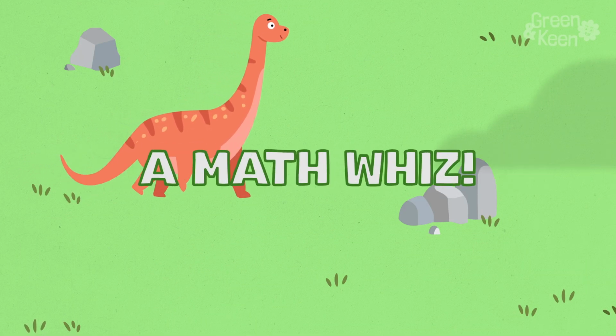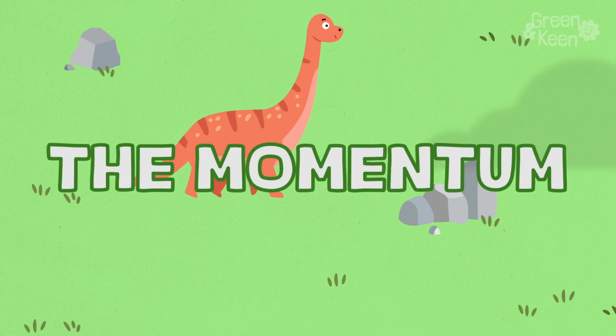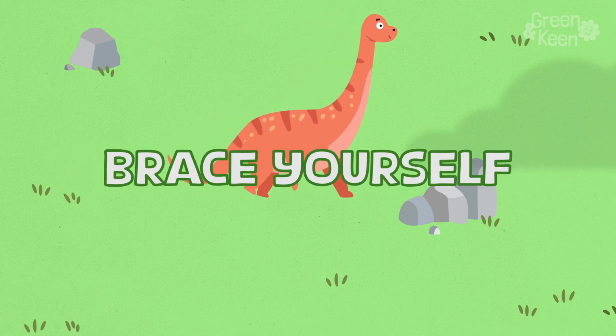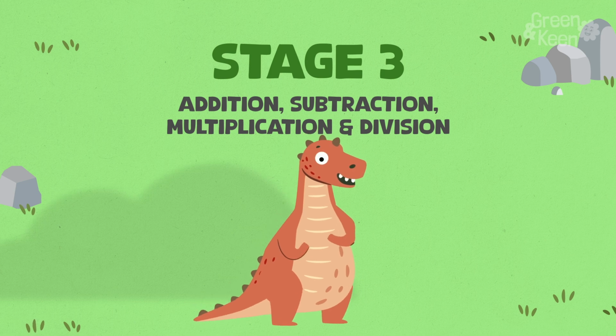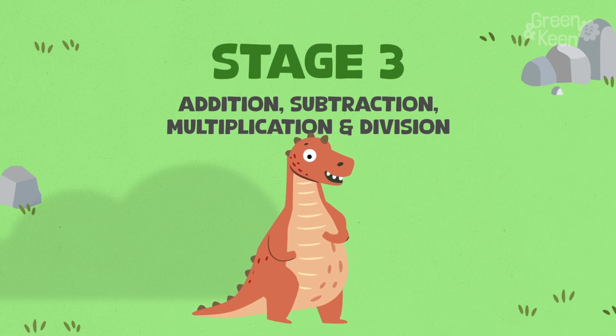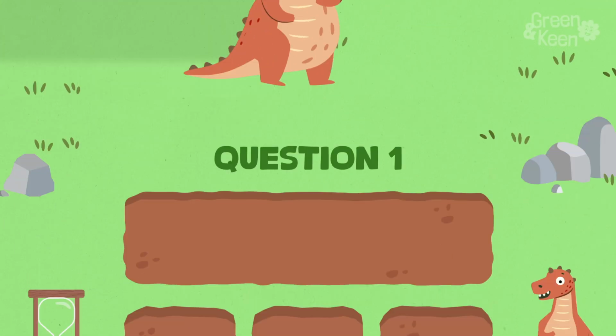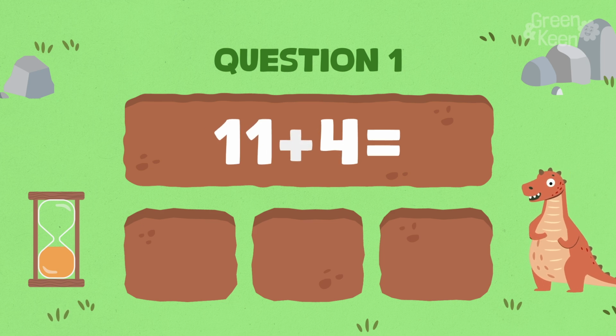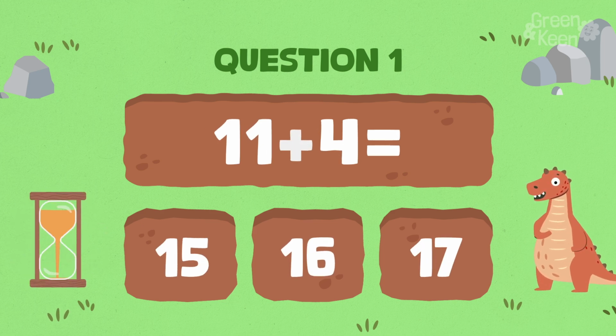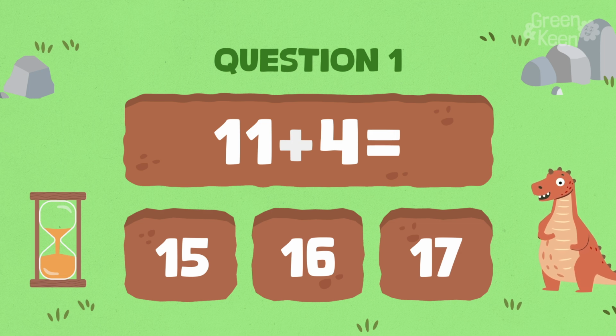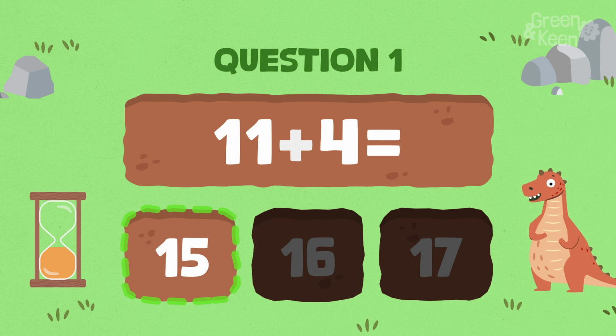Fantastic! I know you are a math whiz. Now let's keep the momentum going. Brace yourself for the next stage. Stage 3, addition, subtraction, multiplication, division. Question number 1, 11 plus 4 equals... The answer is 15.